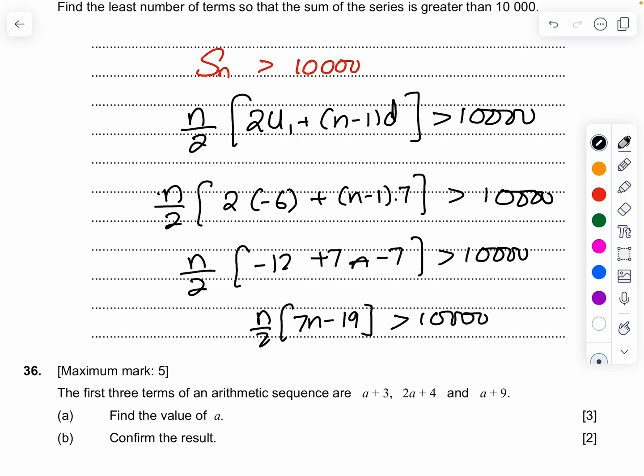So use the graphing calculator. You will be getting it out. It has 54.8. So n is greater than 54.8, which is going to be 55. So you can use a graphing display calculator to solve this one.